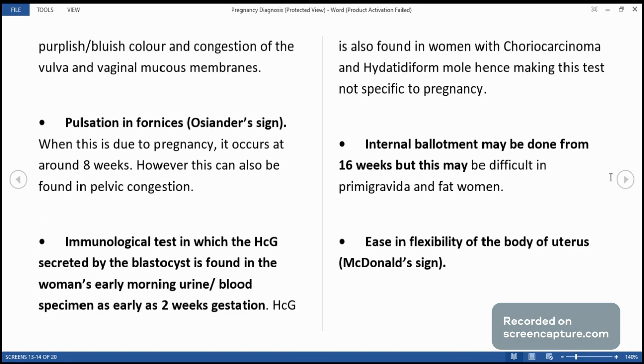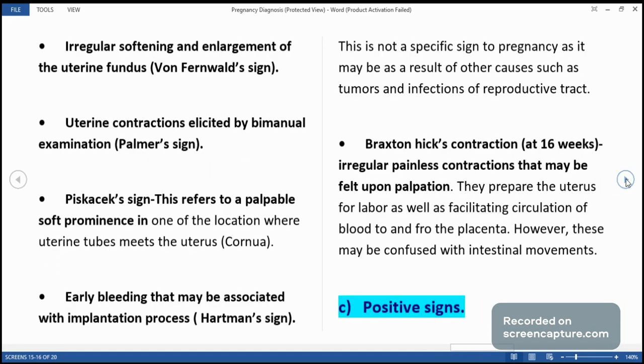Internal ballottement may be done from 16 weeks, but this may be difficult in primigravida and fat women, so that normally is not done. Talk about McDonald sign, that is ease in flexibility of the body of the uterus, that is still under possible. Irregular softening and enlargement of the uterine fundus, we call it von Fernwald sign. Uterine contractions elicited by manual examination, we call that one Palmer's sign.